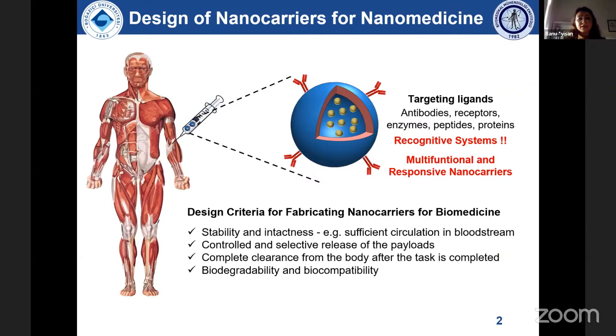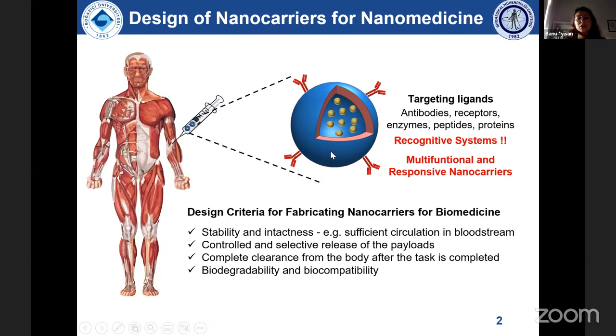Of course, definitely biocompatibility and biodegradability are something that we also need to impart. And after they do their task in the body, they need to clear out from the body without leading to any toxicity. As you see, it is not an easy task. There are a lot of criteria to design a nanocarrier.